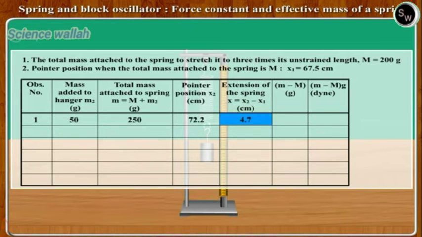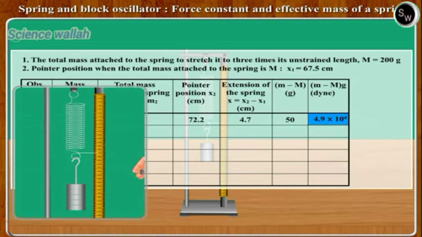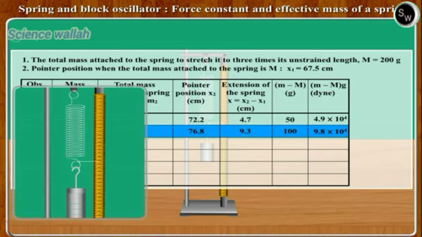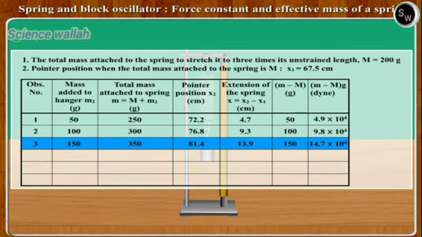M minus m is equal to 250 minus 200, equal to 50 gram. M minus m into g is equal to 50 into 980, equal to 4.9 into 10 raised to 4 dyne. Take 2 more readings, each time adding 50 gram. Observe the corresponding extension and note all the readings in table 2.